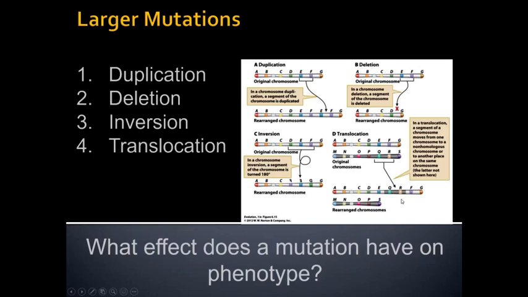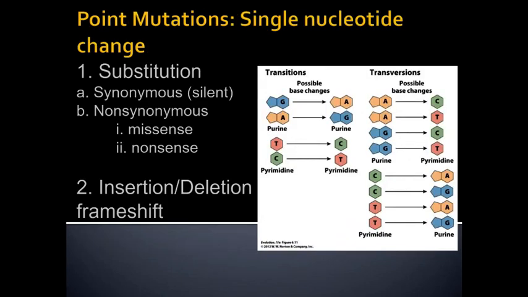Now, let's talk before we move on about what type of phenotypic impact mutations have. And I'm going to go back here. Now, by definition, a synonymous or a silent mutation is neutral. It has no impact on phenotype.